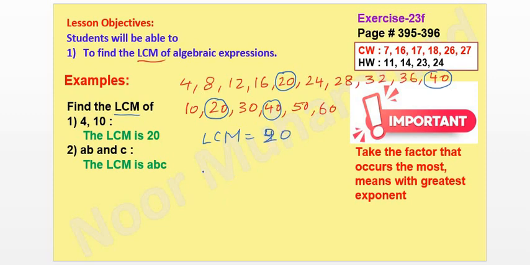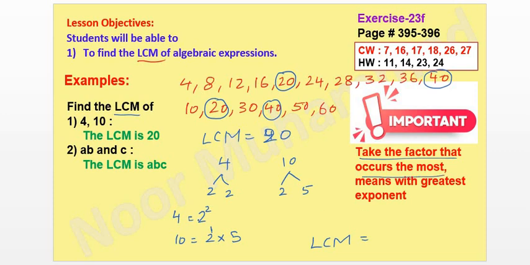The other method is using the prime factorization. For example, the prime factors of 4 are 2 times 2 and the prime factors of 10 are 2 times 5. So we can say 4 equals 2 to the power 2 and 10 equals 2 times 5. Now to find the LCM, we take the common and uncommon factors from both the lists. So here 2 to the power 2 and here 2 to the power 1. We have to take the factor that occurs the most. So from 2 to the power 2 and 2 to the power 1, 2 to the power 2 is occurring the most. So we will choose it.